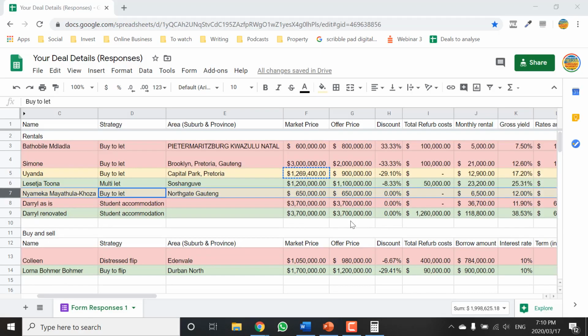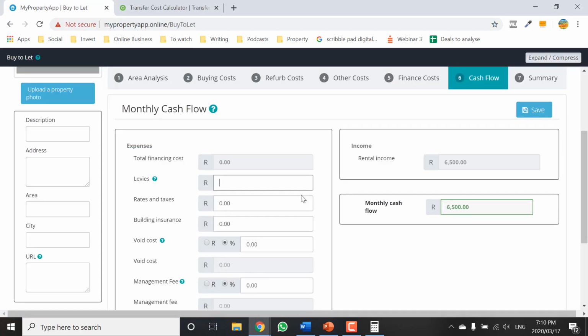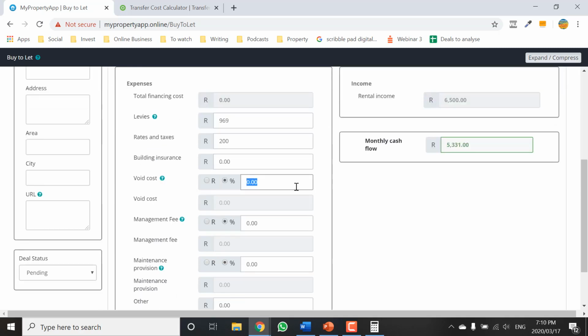So I see here you put levies of 1,625. Is that correct? The levies are 969. Okay, so your levies are 969. The rates and taxes? The rates and taxes are 200 rand. Okay. Vacancies. Is the property probably going to be empty maybe for 2 weeks or a month of the year? Is that fair to say?